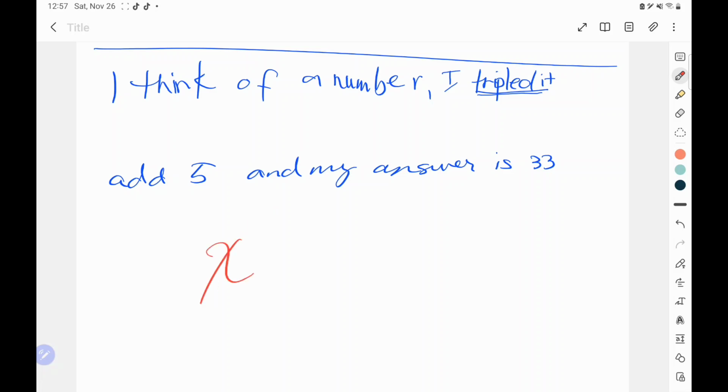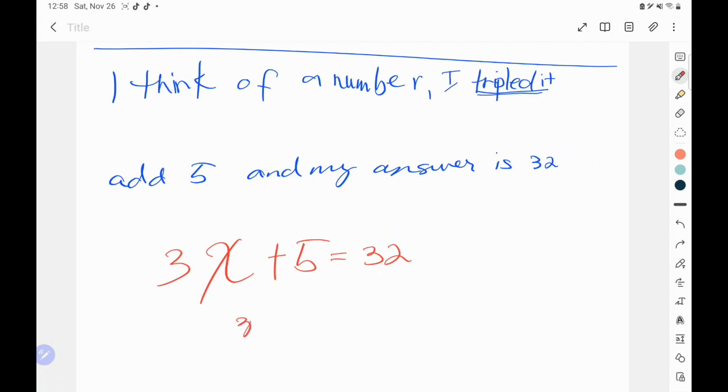I tripled it. That means 3 times something, and then add 5, and my answer is 32. There's a problem there, correct? I think of a number that would be x. I tripled it, 3 times, and add 5, and my answer is 32. So all you have to do is, what should you multiply to 3 and then add 5 to make it into 32? So all we have to do is solve the equation now.